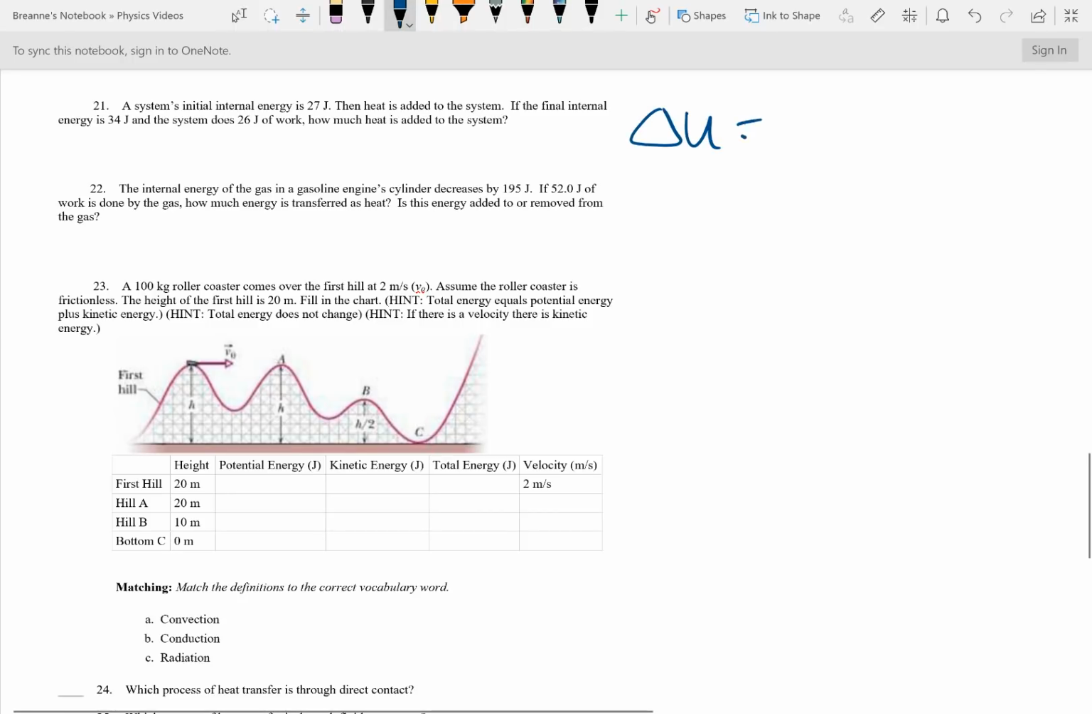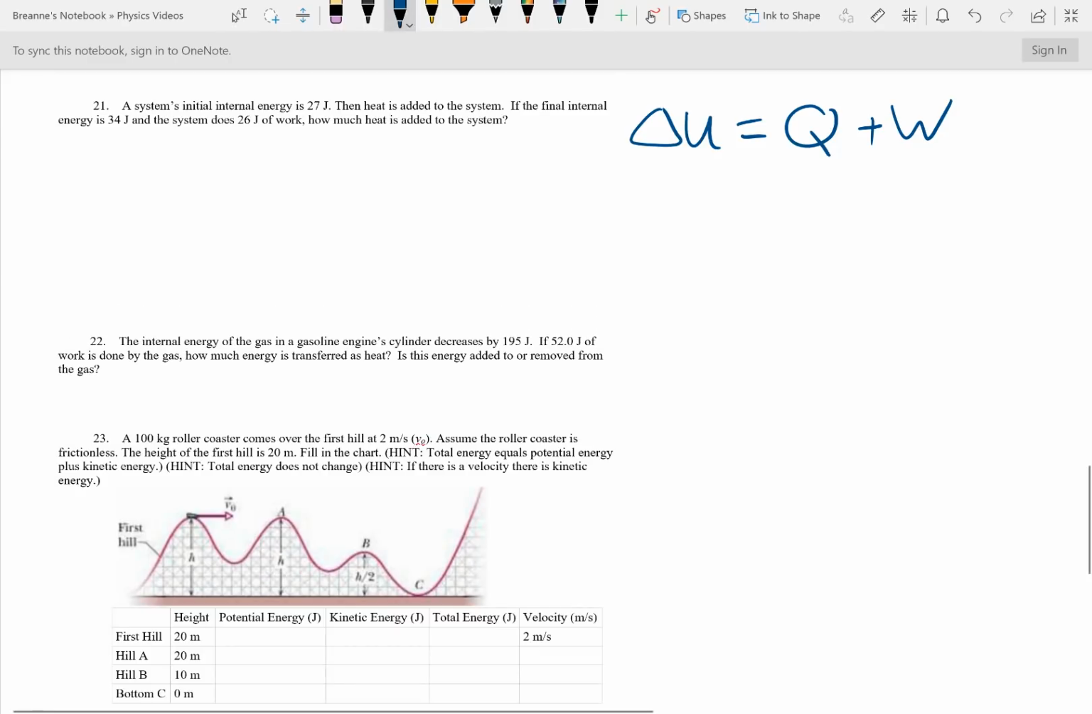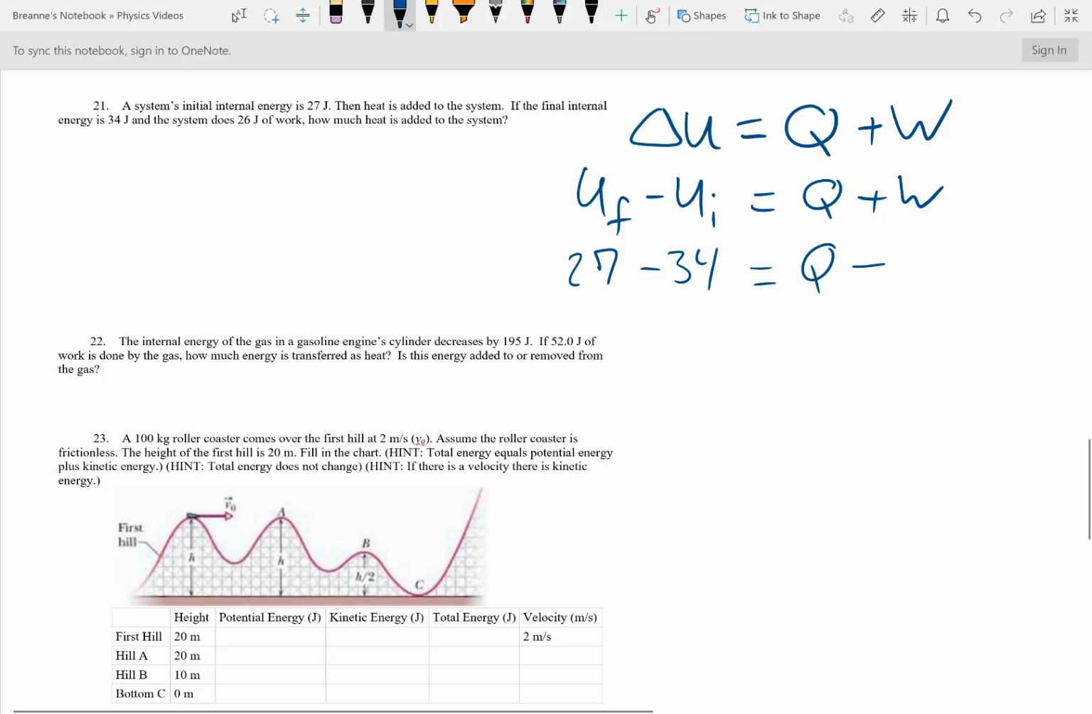So you have delta U equals Q plus your work. So remember your delta U is your change in internal energy. So you have to do your final minus your initial. So you can break that apart. So I gave you an initial and I gave you a final. So it'd be 27 minus 34 equals, you're looking for Q plus 26. So your internal energy, I forgot to label my givens, for shame on me. I'm going to go back and do that real quick.